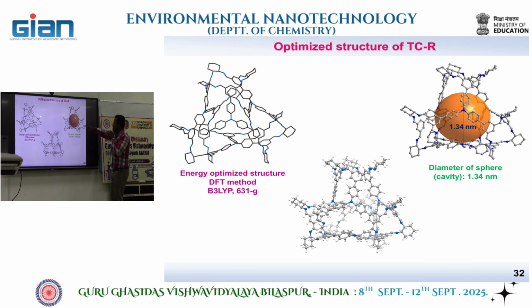See this, if you imagine a sphere inside the tetrahedral cage, the diameter is 1.34 nanometer, which is not very small, like molecular level. It is giving 1.34 nanometer diameter size. So, and okay, next slide it is there.